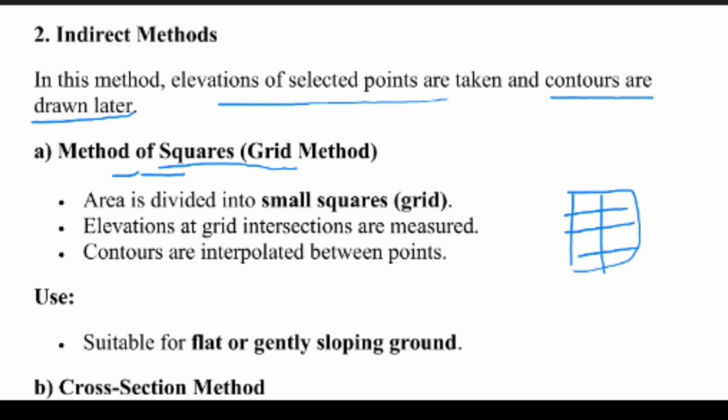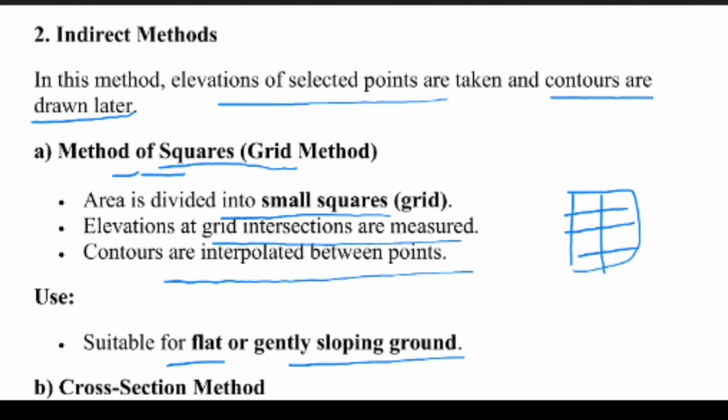First the total area is divided into small grids, small areas, and at each grid intersection you have to measure the elevation, and we can interpolate between the points. This method can be used for flat and gently sloping ground. Here we are using the square method, or grid method.